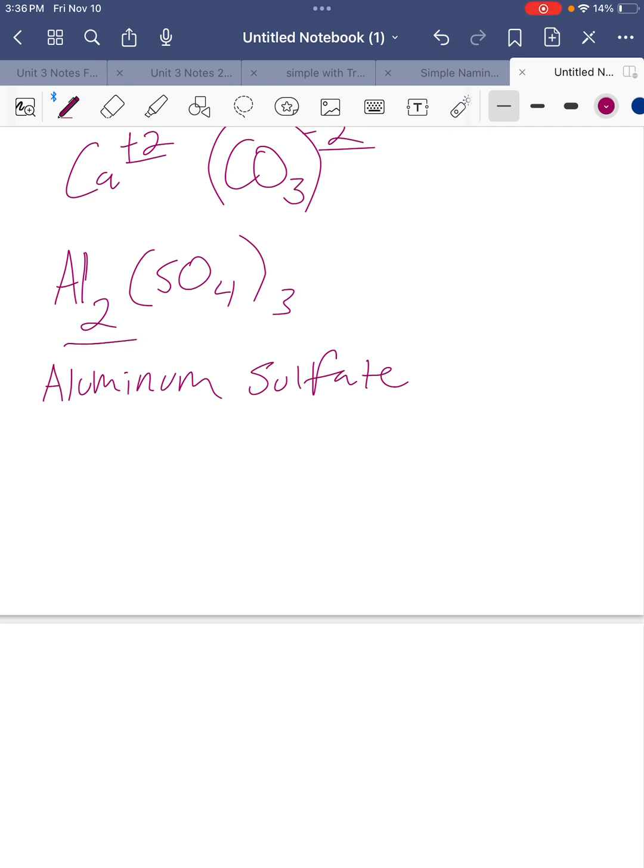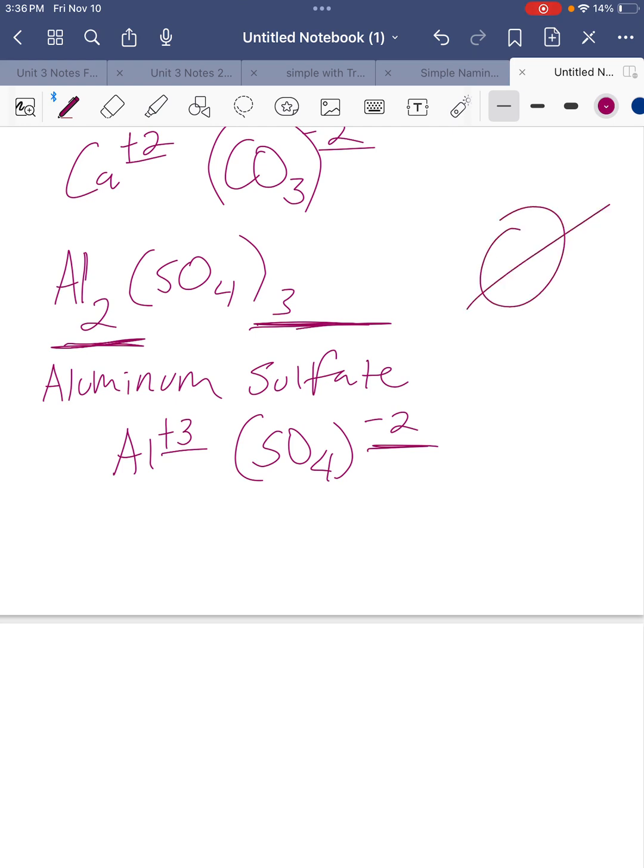Again, we don't need to say anything about the 2 or 3. They're understood because aluminum is +3. Sulfate, SO4, is -2. So I need 2 +3s to get to +6, and I need 3 -2s to get to -6 so that I have a 0 charge. Because remember, that's still what we're going for when it comes to our compounds.